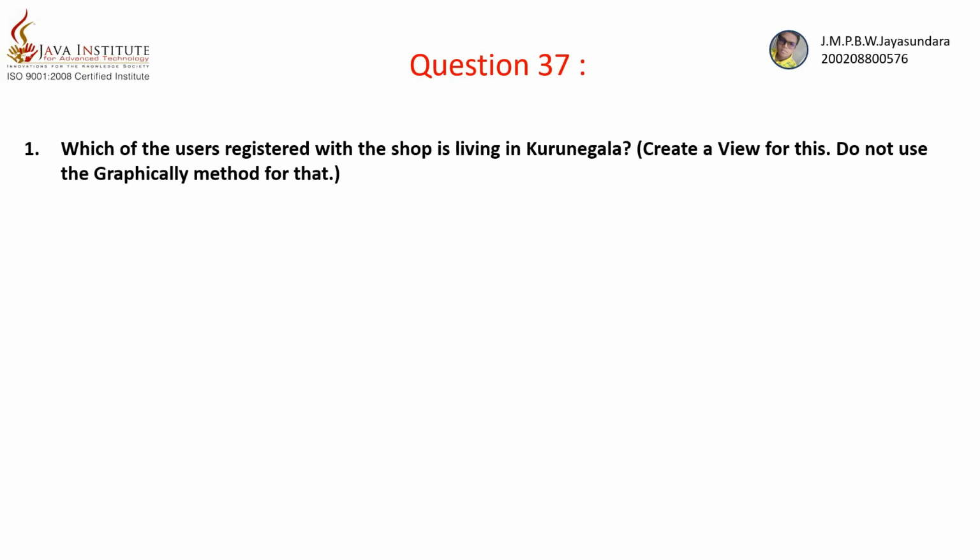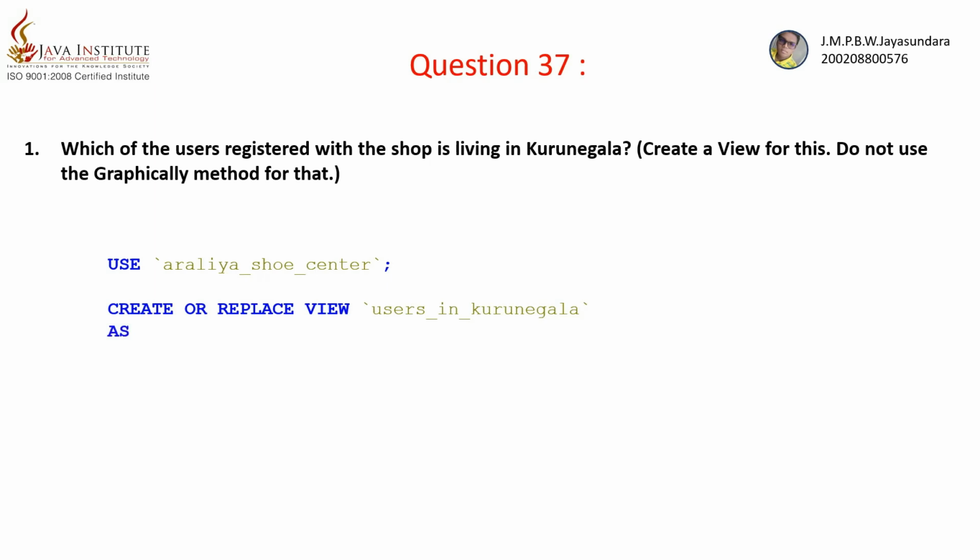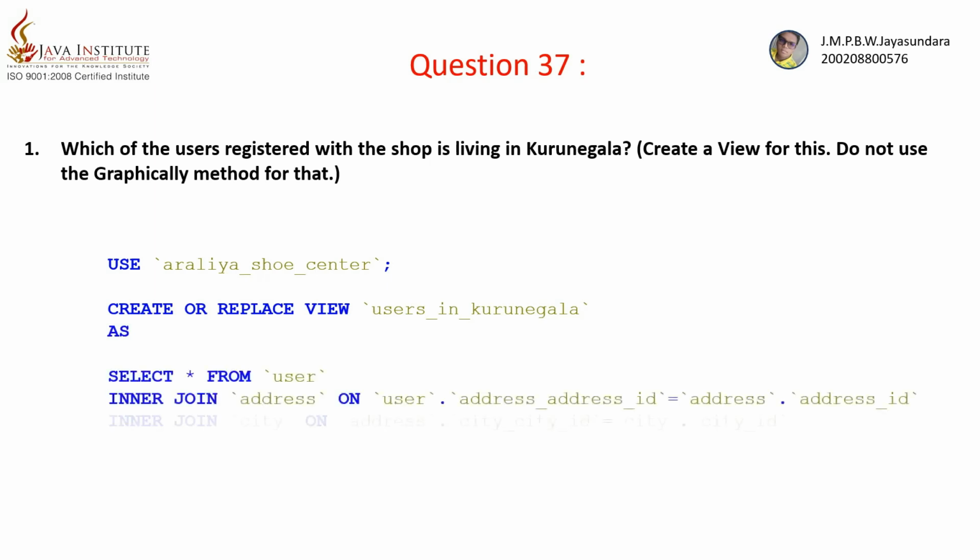As you can see, we have two methods to create a view. The first one is a graphical method and the second one is using a query. When we use a query, first we need to define the database. After that, we can use the create or replace view command. After that, we can insert the view name. After that, we have to use the as keyword and then insert the query.